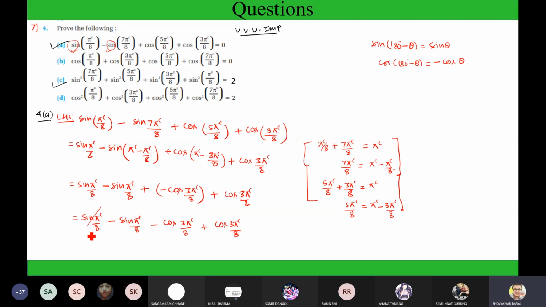So now let's subtract this. These two will be cancelled here because the terms are same. So this is equals to 0. Therefore this is equals to right hand side. Therefore LHS is equals to RHS, proved.